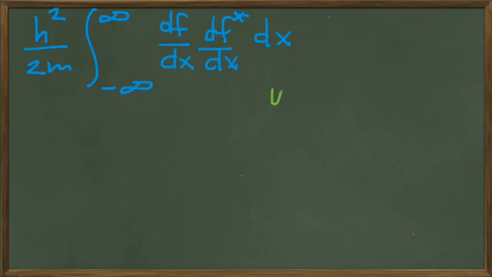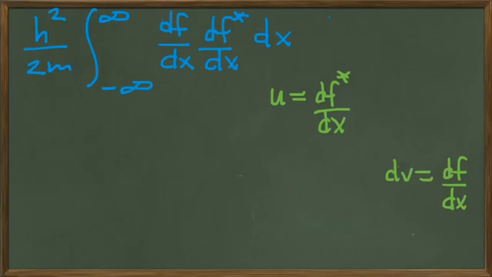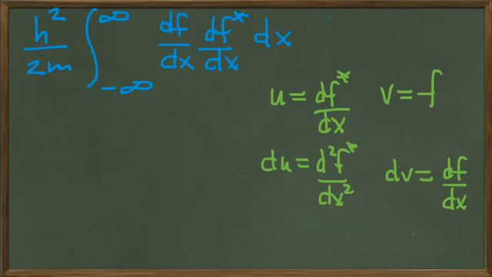we want to make our u df asterisk dx because we want to turn that into a second derivative, and we want to make dv equal to df dx because we want to remove the derivative on f. So calculating du would be the second derivative of f asterisk with respect to x, and v, the antiderivative of the derivative, gives us back our function f.